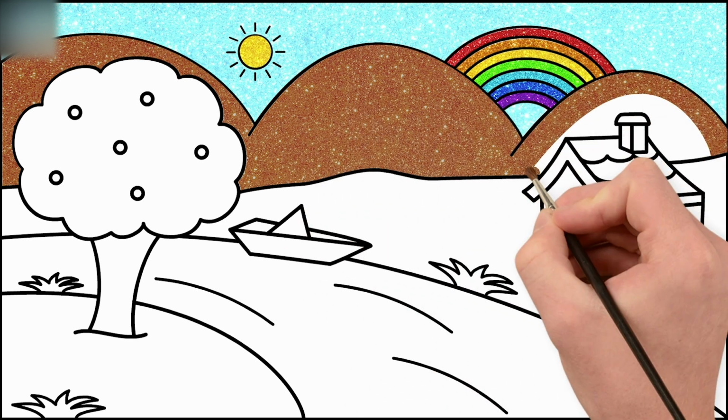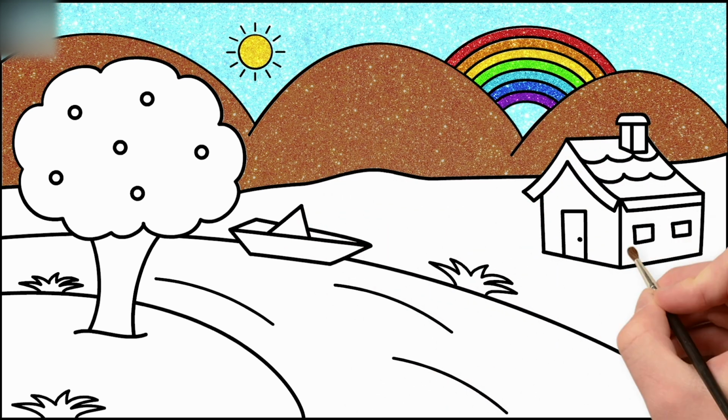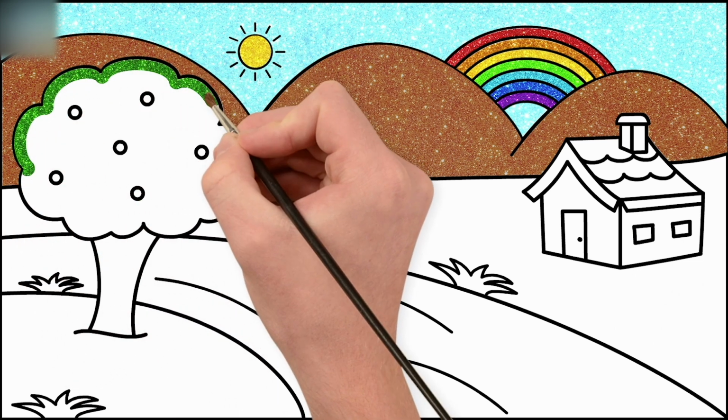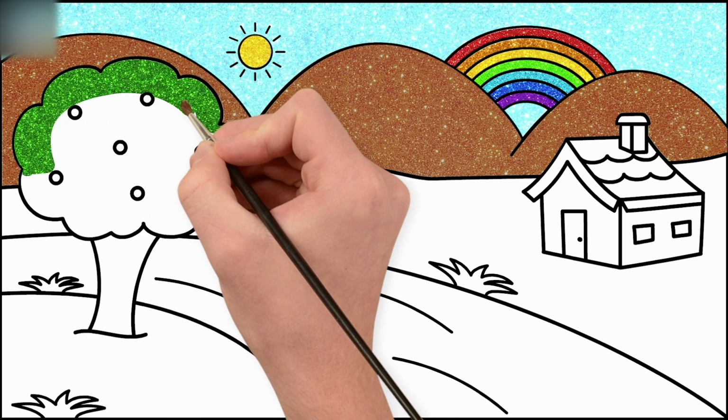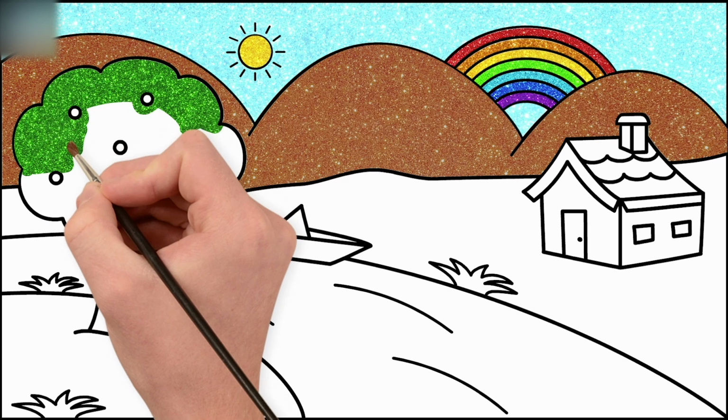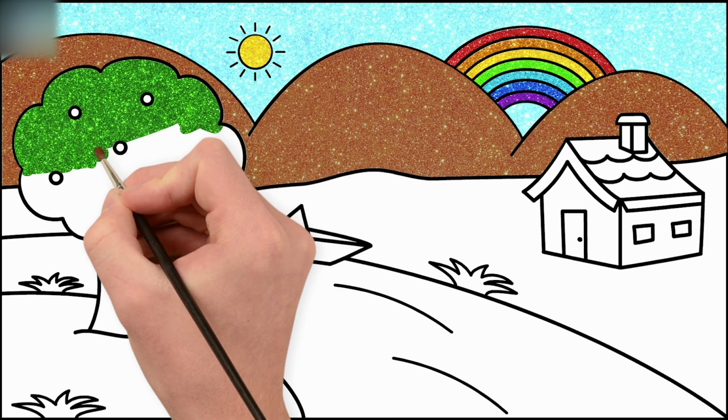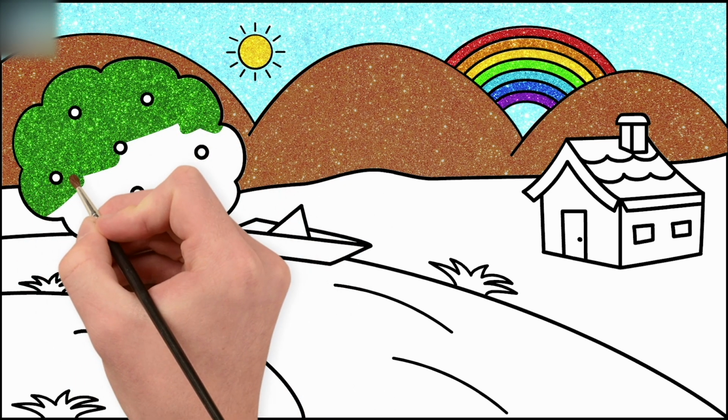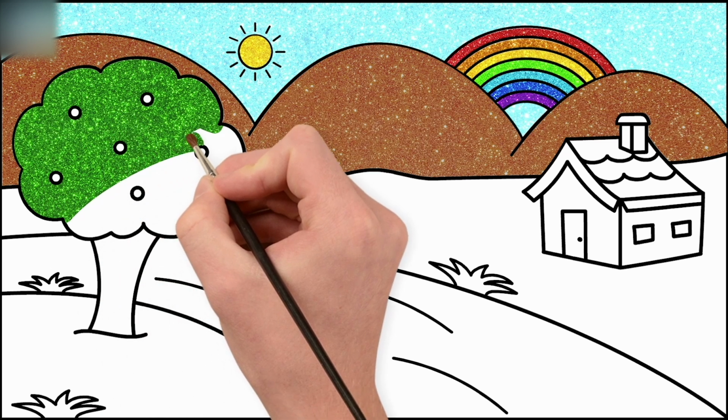Going around the house. Done. Green tree. It's summertime, you know. Going around those fruits very carefully. We don't want to colour those in green. That's it. You're doing a great job.